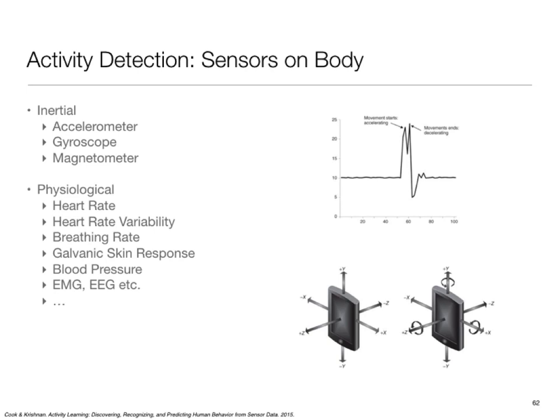Heart rate variability. This is a variation in heart rate, d over dt of the heart rate. Why is that useful? Anyone?